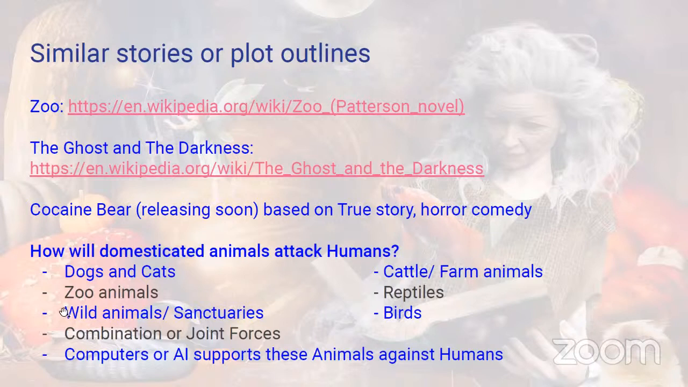However, the part here is how will domesticated animals attack humans? Dogs and cats, cattle, farm animals, zoo animals, reptiles. So see, this is a bunch of ideas from a simple story. Wild animals, sanctuary, the animals living there. I think during COVID, in the part of Bangalore I live in, on the outskirts of the city, there were some areas in which leopards came. So I think it used to be pretty common in villages across Himachal in the 80s and 90s in the newspapers, and still in Himalayan villages.